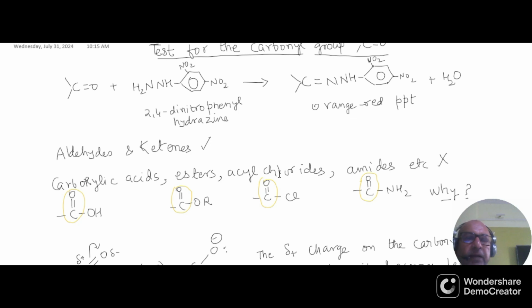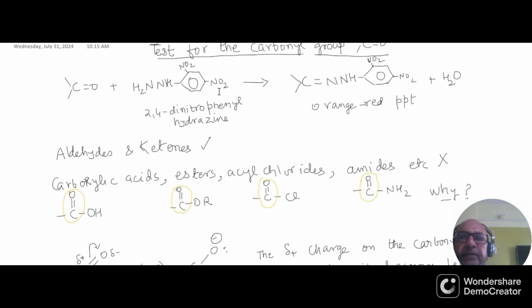Now once again I'm going to focus on a reaction that is a test for the carbonyl group, and those of you who have studied this topic are well aware that the carbonyl group, that is the C double bond O, can be tested by adding a reagent called 2,4-dinitrophenylhydrazine, as has been shown here on the screen.